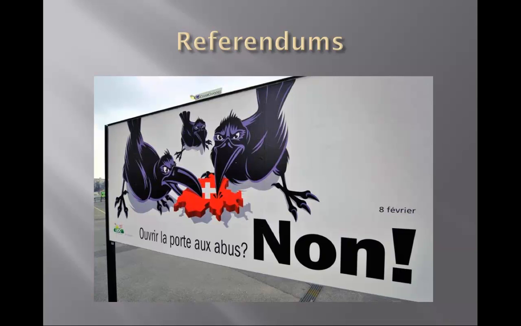So the Swiss came out and they voted 59.6% to extend the rights of free movement to Bulgarians and Romanians as well. But there were lots of racist undertones to the whole campaign. Only 51% of the voters actually came out to the polls.